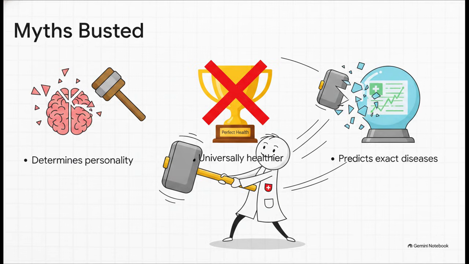Second, one type is universally healthier. Also false. Every single group has its own unique biological trade-offs. And finally, your blood type predicts exactly what diseases you will get. Absolutely not. As we've seen, your blood type changes biological probabilities slightly. It certainly does not write your medical future.